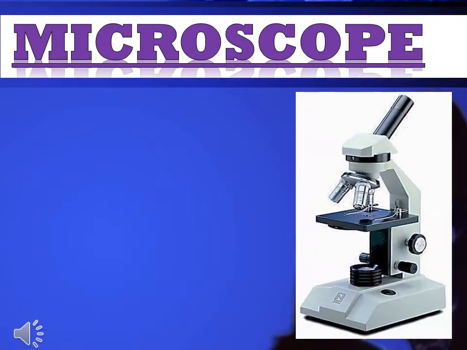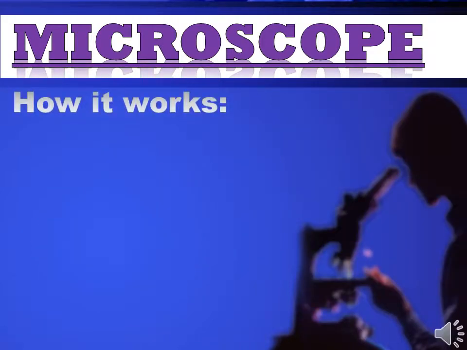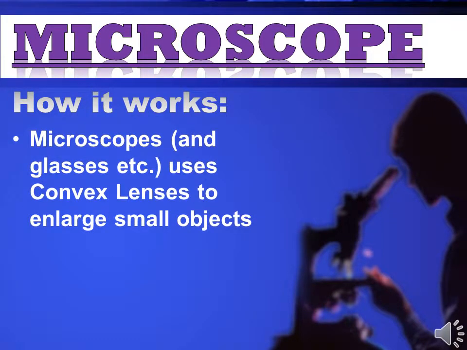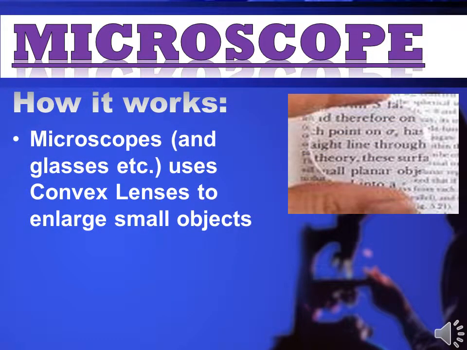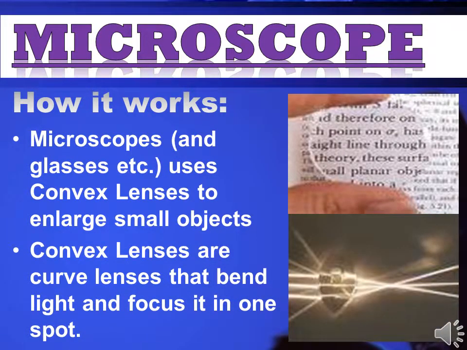This is the picture of a microscope. Microscope is a special equipment used to make small objects appear bigger, like cell, bacteria and etc. How do microscopes work? Microscopes use convex lenses to enlarge the small objects into a bigger image. Convex lenses bend light and focus it in one spot. These convex lenses are found in the eyepiece and objectives of the microscope.